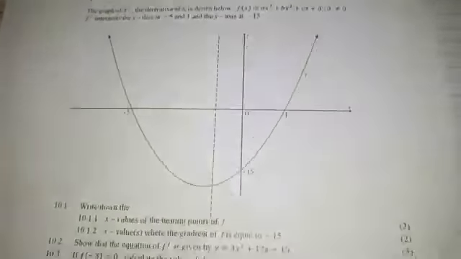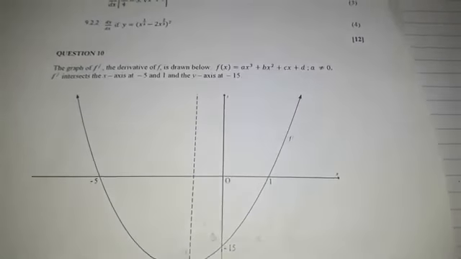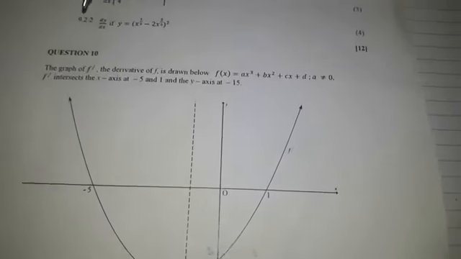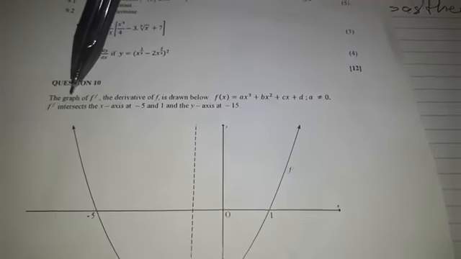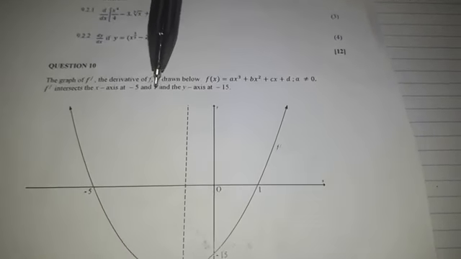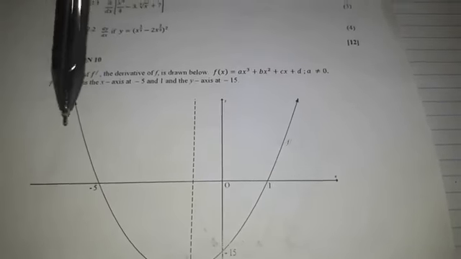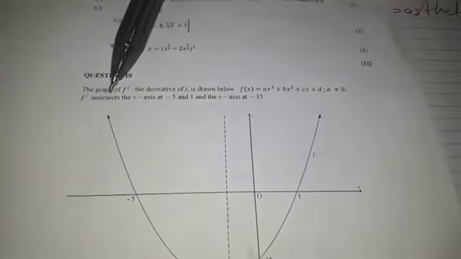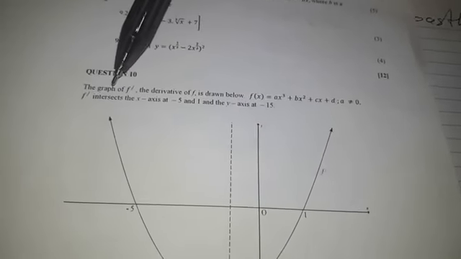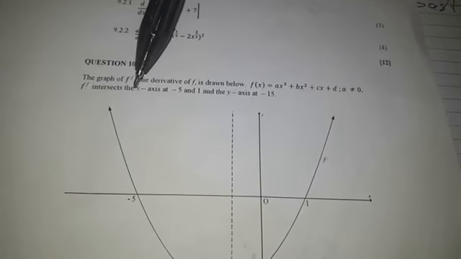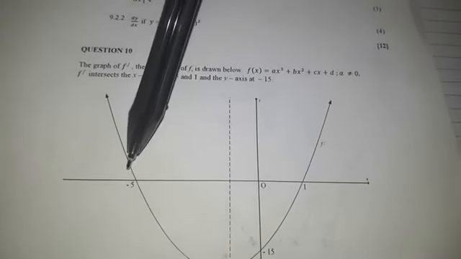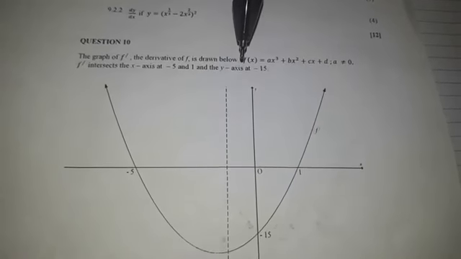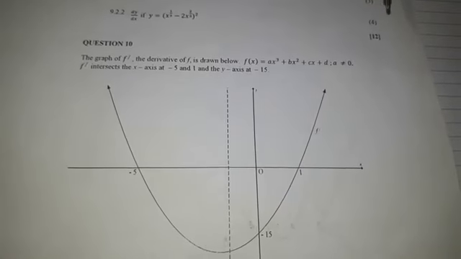So question number 10. Here we go. They said here we have, well, this is clearly a parabola, but let's see. They have here the first derivative of f drawn. So this is the original equation, and then this is the first derivative that they've drawn. They said the f prime intersects the x-axis at negative 5 and at positive 1, and the y-axis at negative 15.